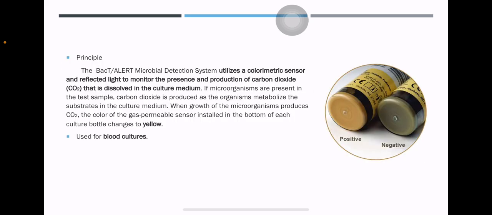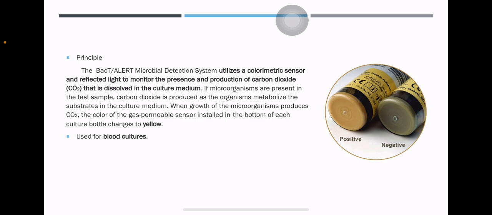Next, for the principle, I just make it easy for everyone to understand. There is bacteria in blood culture bottles. They will produce carbon dioxide, and the bottom of the bottle has a sensor that changes color when carbon dioxide increases. The machine reads this color change using light. To make it simpler, with more carbon dioxide, the bottle will turn yellow, and the machine will flag it as positive.